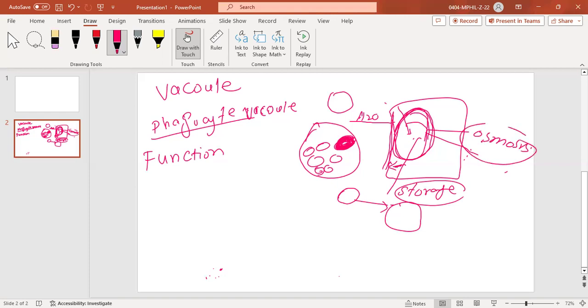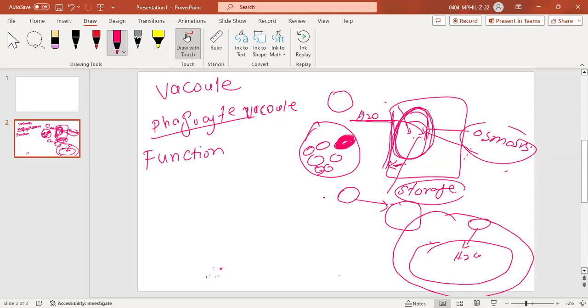Osmosis is the process in which water moves from higher concentration to lower concentration through a semi-permeable membrane. So this membrane will bring water into the vacuole, and this vacuole, which was small in size, will enlarge when it gets water. Yes, sir. So when it enlarges, it will automatically enlarge the cell and make it turgid, right?